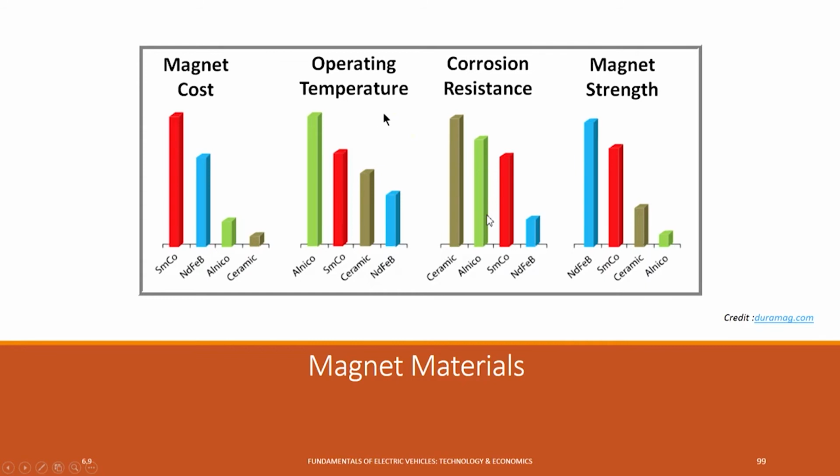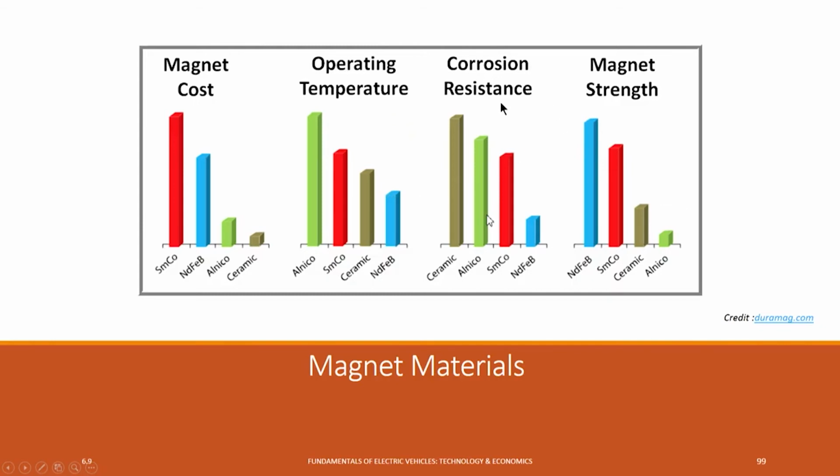Now, which magnet to select is not a very simple answer. As you can see, there are different criteria by which we can compare. On cost terms, samarium cobalt is very expensive. It is only used in missiles and things like that, where cost is not a constraint. NdFeB comes next in cost, alnico is much less expensive, and ferrite magnets are the least expensive. When it comes to temperature stability, alnico is very good, the samarium cobalt comes next, ceramic ferrite is also fairly good, the poorest is the NdFeB.